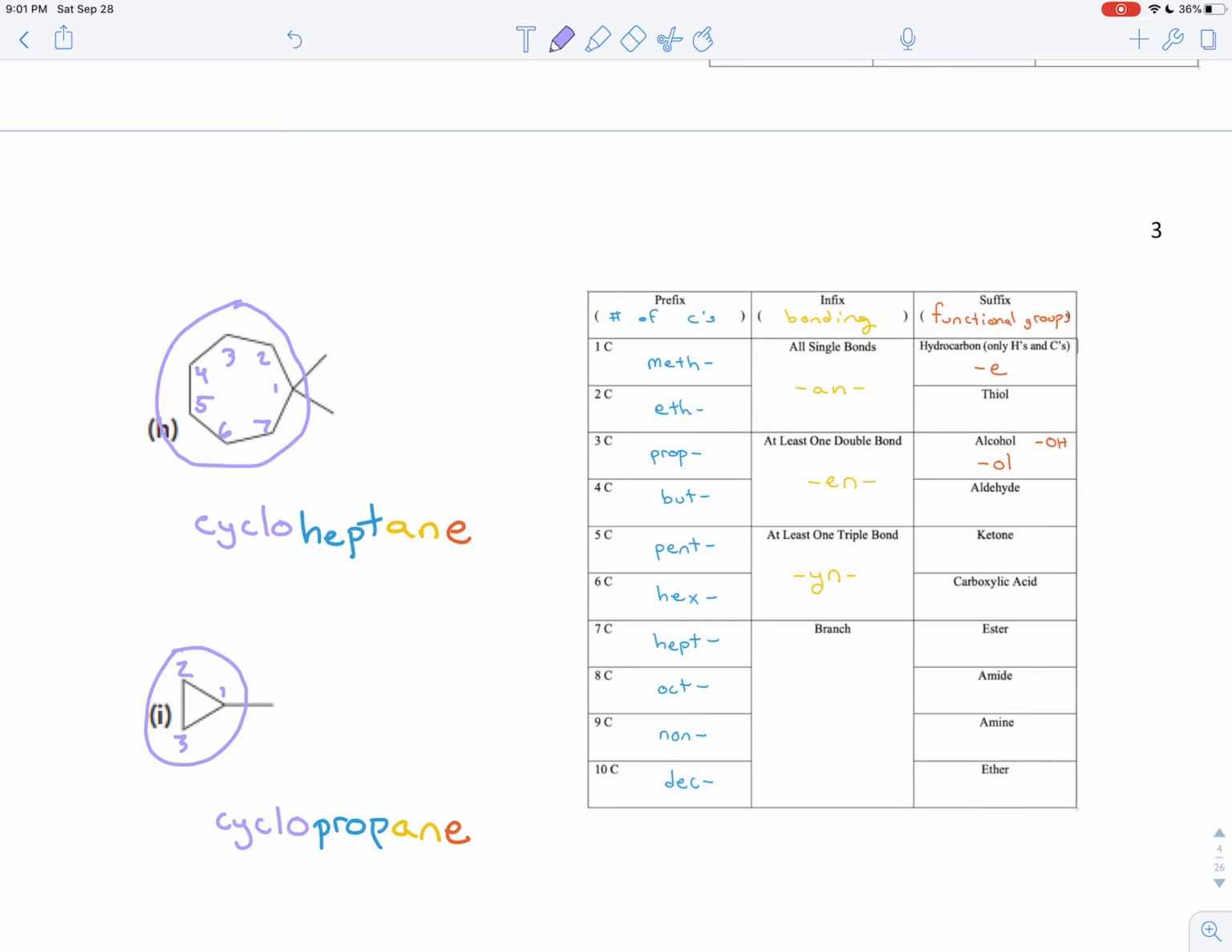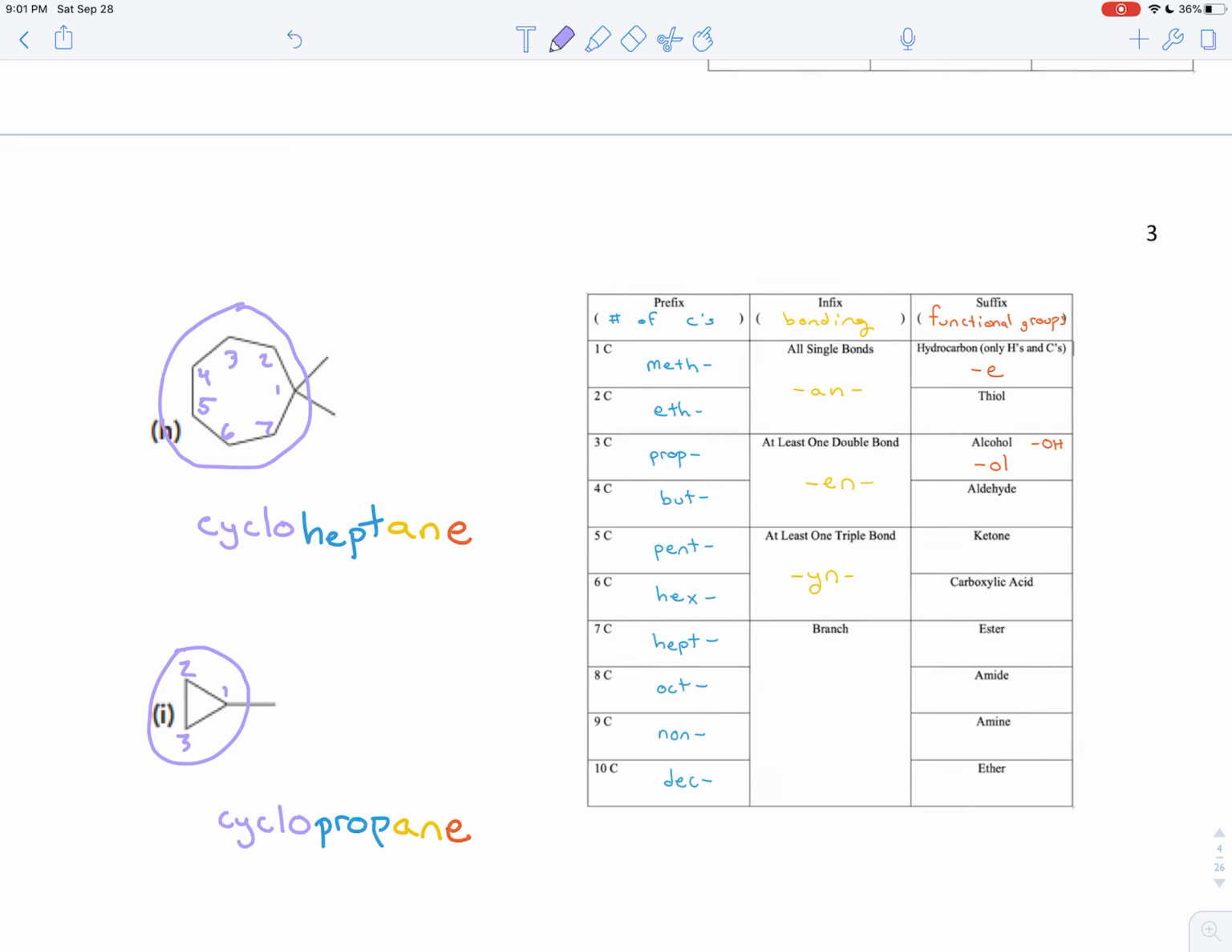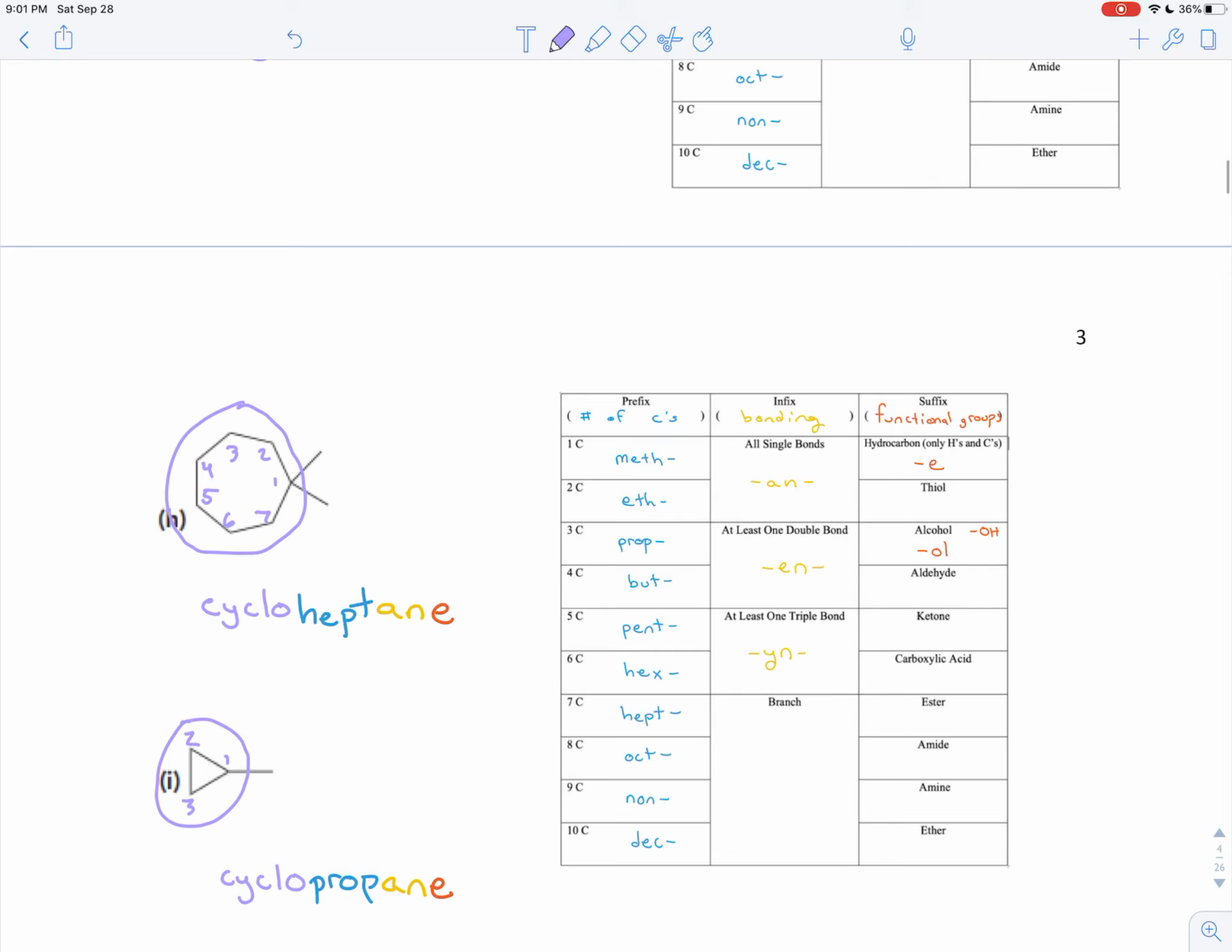So hopefully this gives you a sense of how you can use prefixes, infixes, and suffixes to name the backbones or the parent chains of carbon molecules.